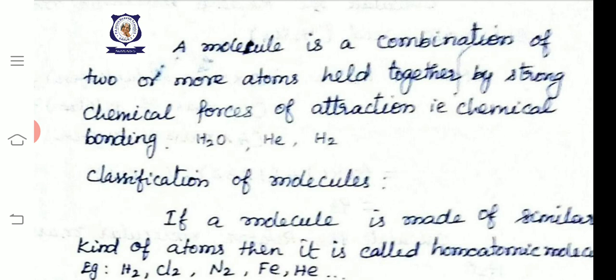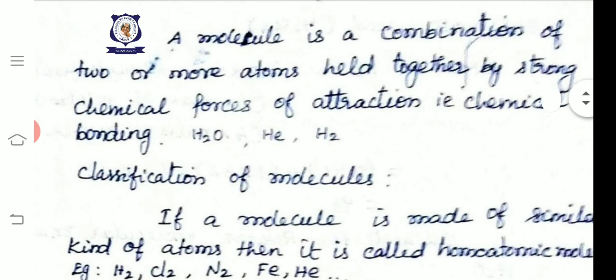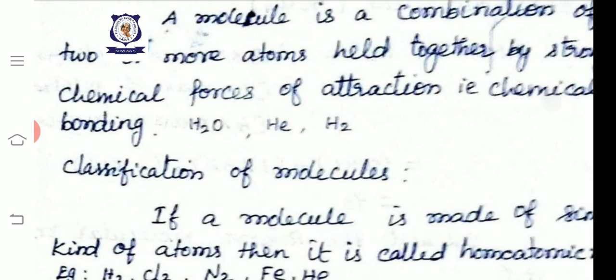Once again I repeat, a molecule is a combination of two or more atoms held together by strong chemical forces. That chemical force is nothing but chemical bonding. We know the different bondings: covalent bond, then ionic bond. Already we have studied this in our 9th standard. Now, examples for molecules: H2O, helium, hydrogen.